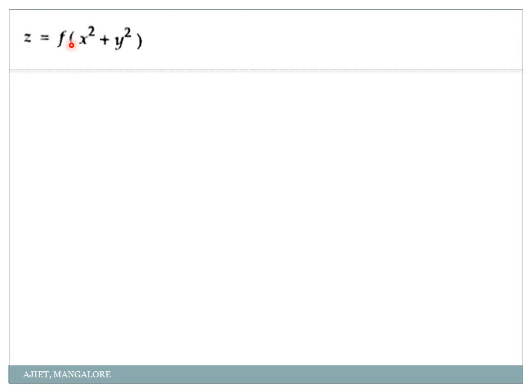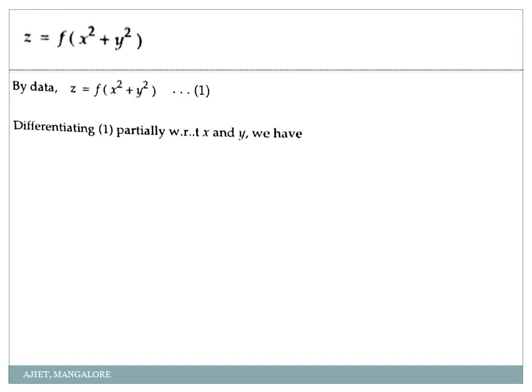But here you remember one thing. Normally, if you have two constants, we get two differentiations, I mean second order differentiation is required. But here it is only one f, so with one function we go for only a single differentiation. So I'll differentiate with respect to x and y.